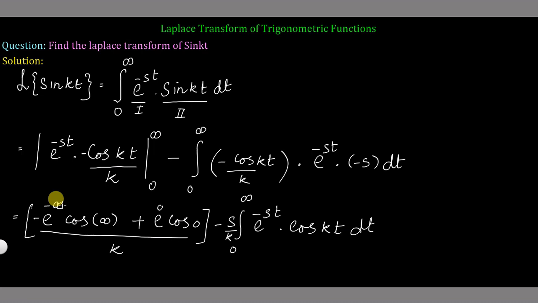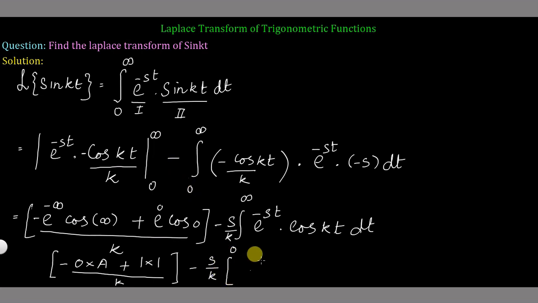E raised to the power minus infinity will be 0, and cos of infinity means the cos has a range between minus 1 and 1, so it will give some answer. Say this answer is a, but e raised to the power negative infinity is always 0, so it will become 0. Similarly, e raised to the power 0 is 1 and cos 0 is also 1, so we are just left with 1 over k from here, and then we will integrate this further in the same way as we have done before.